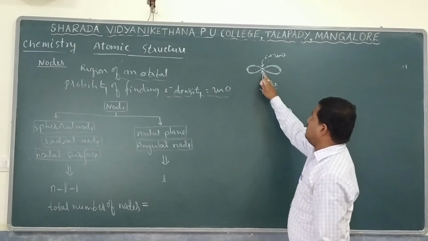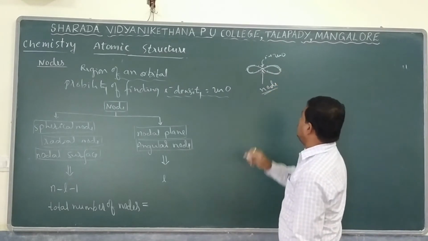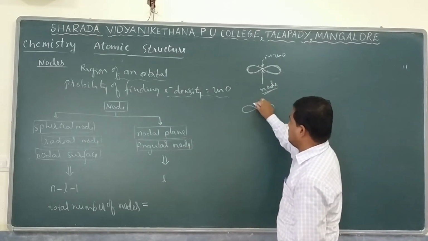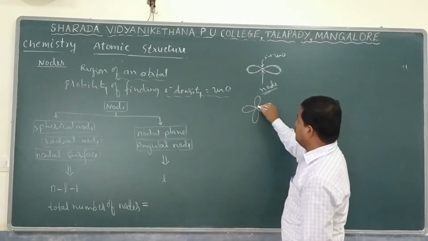In the case of a p orbital you find a node, and in the case of a d orbital there are two dumbbells. So here also we find a node. This is the node.